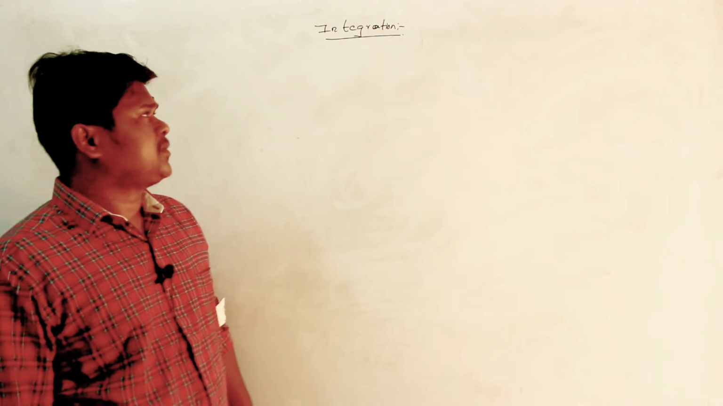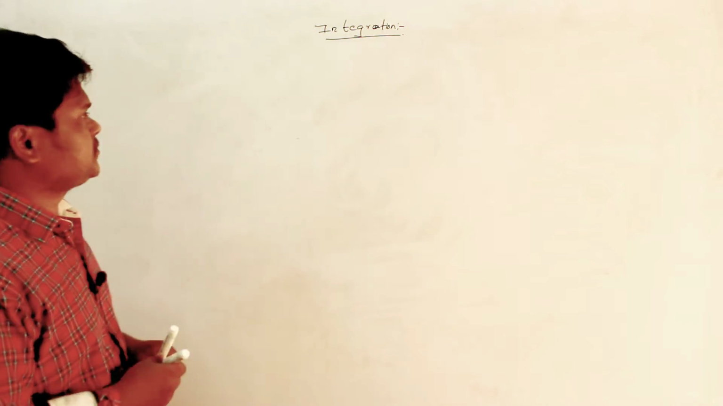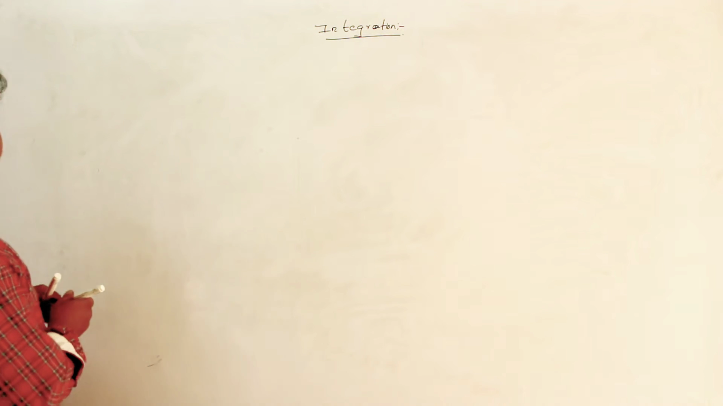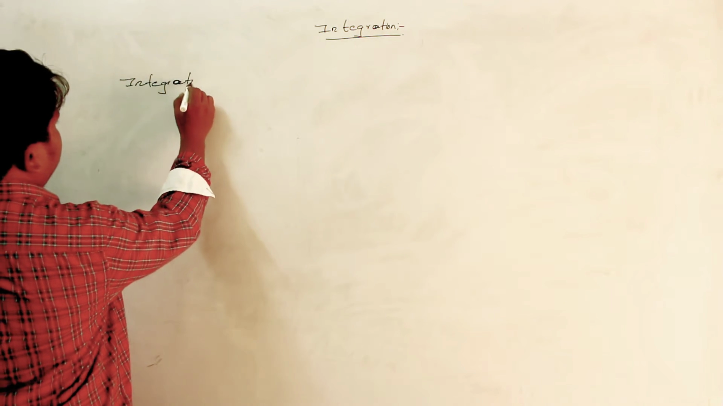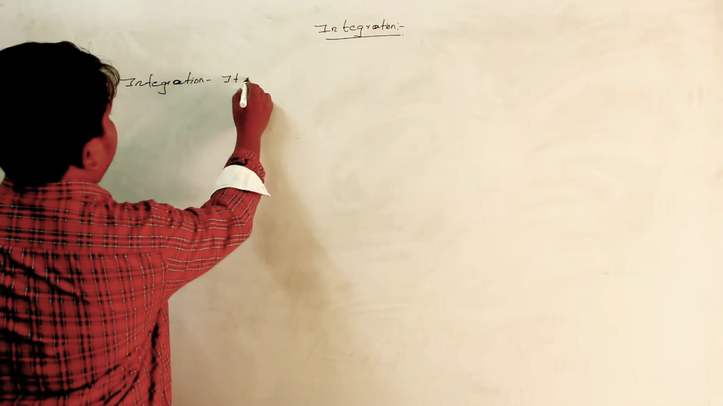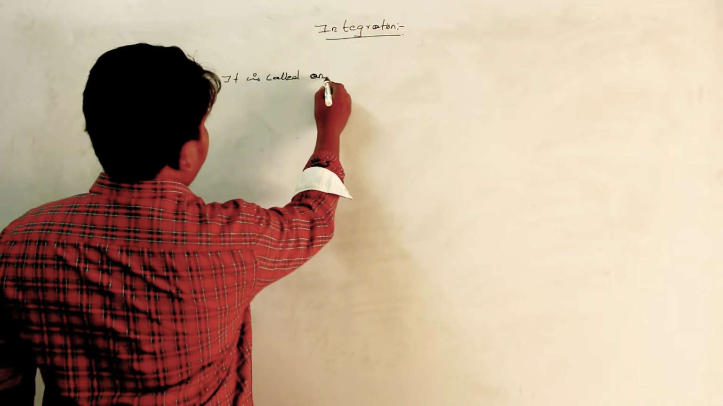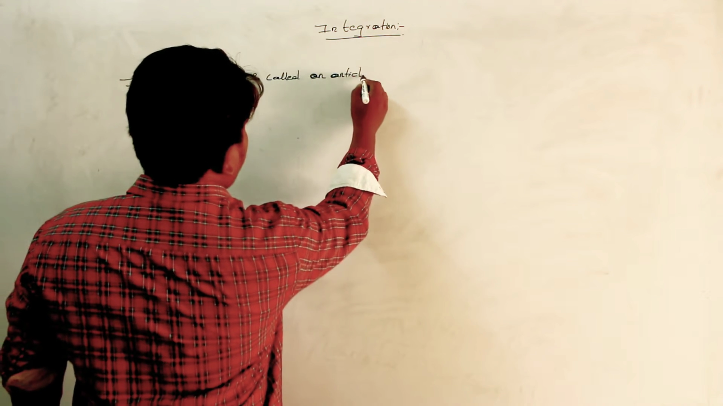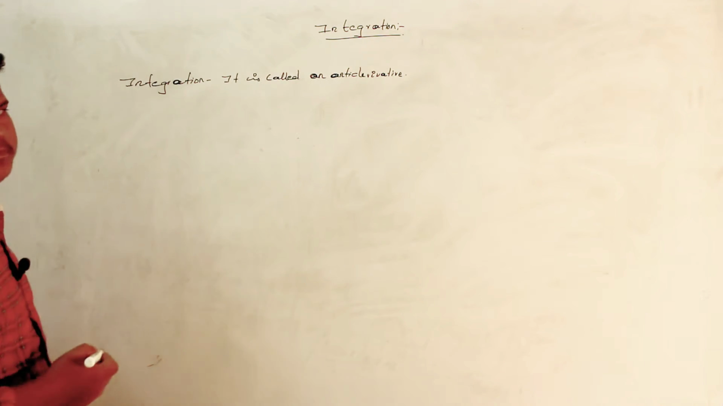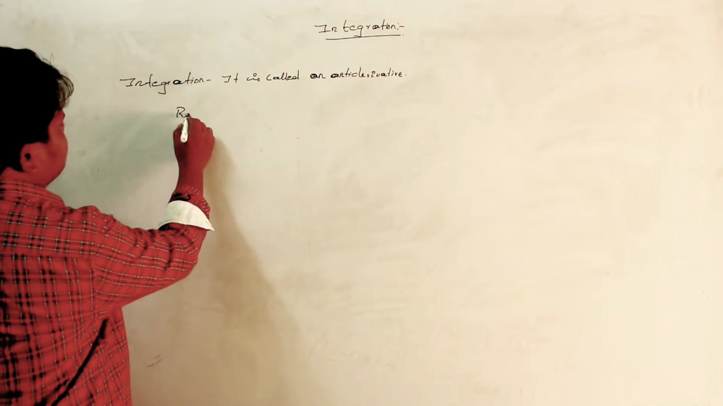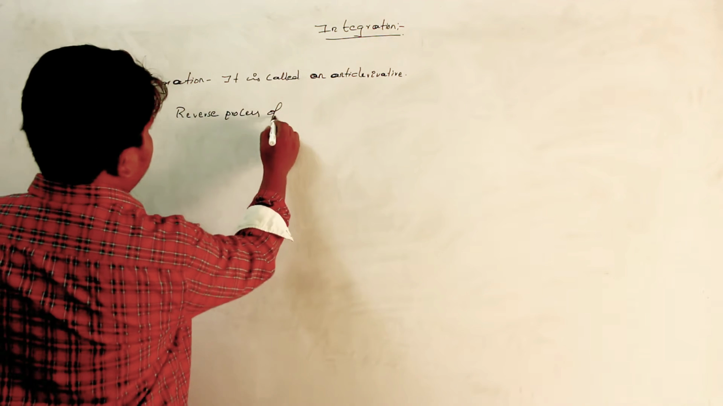Dear students, today let us see the concept of integration. So, how can we define integration? It is called an antiderivative. It is the reverse process of differentiation.